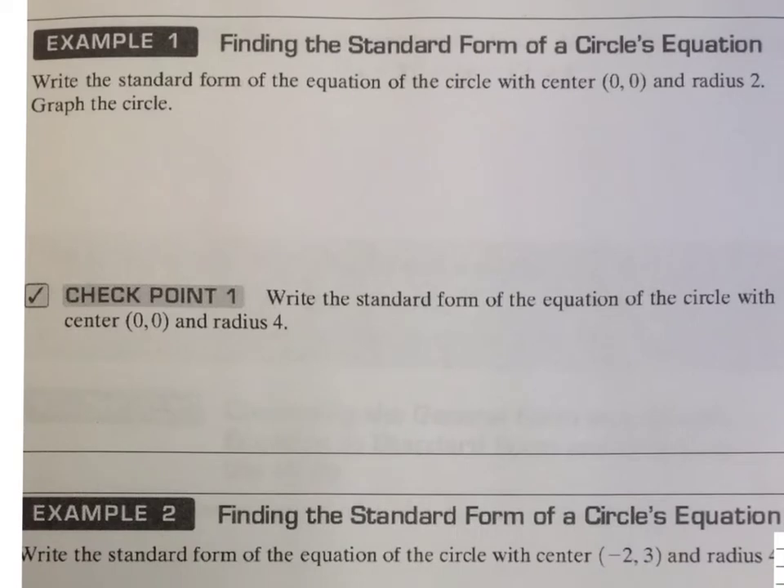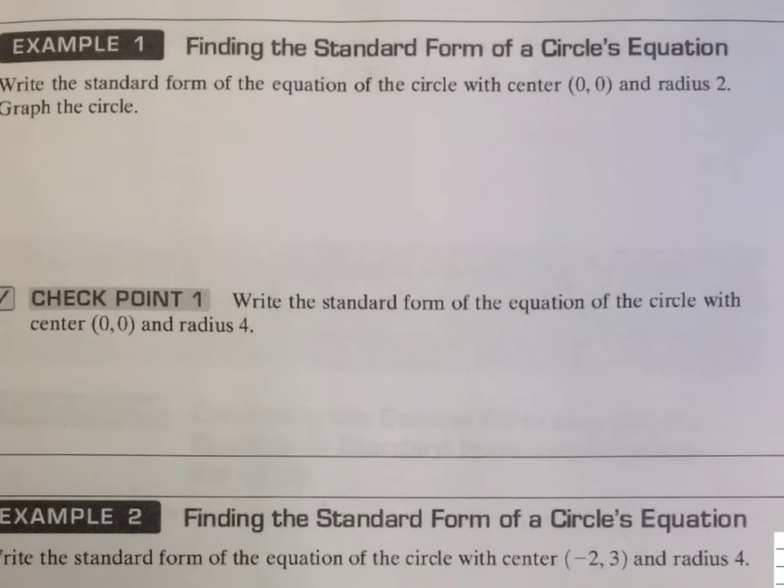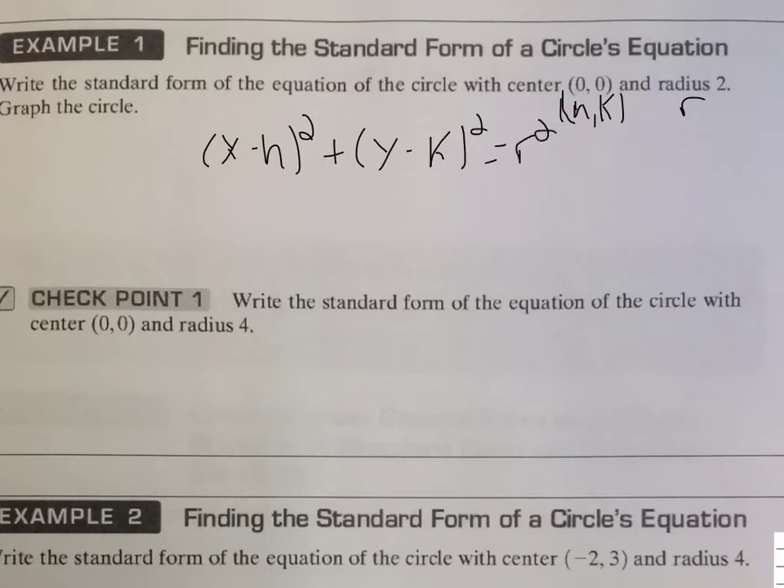It says finding the standard form of a circle's equation. Write the standard form of the equation of a circle with center (0, 0) and a radius of 2. If they give us the center, they're giving us h and k, and obviously this is r, the radius. So our formula for a circle is (x minus h) squared plus (y minus k) squared equals r squared. If we plug in the numbers, 0, 0 goes in for h and k, and for r we get a 2, so it's going to be (x minus 0) squared plus (y minus 0) squared equals 2 squared.